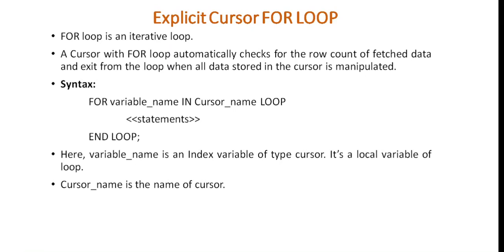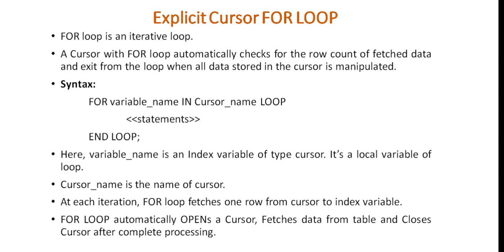Here, what is the variable name? The variable name is nothing but an index variable, like the one we use in our regular FOR loop. That index variable is of type cursor. This variable name is a local variable of the loop, that is, we can use that index variable inside the loop only, we cannot use it outside of the loop. And the cursor name is the name of the cursor that we have declared in the declare section.